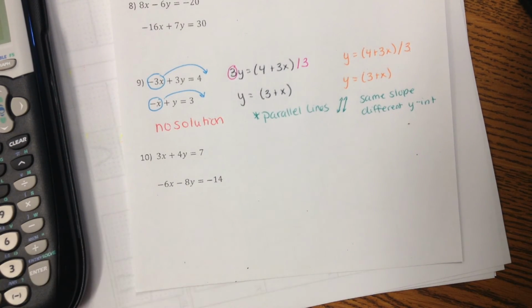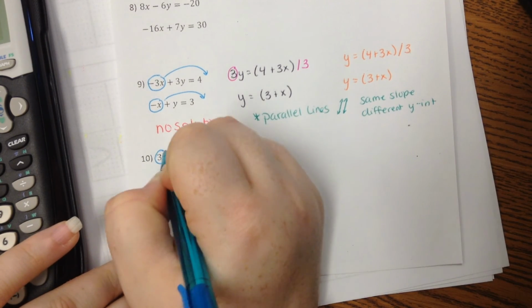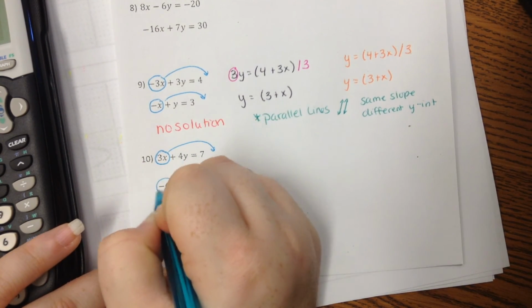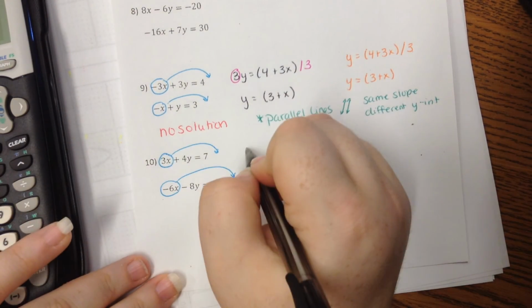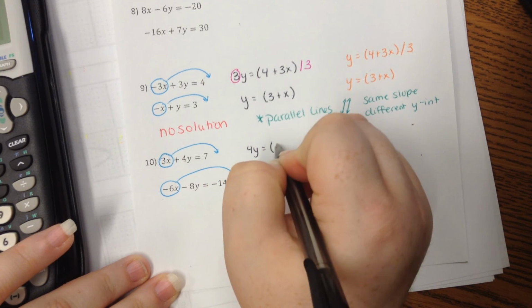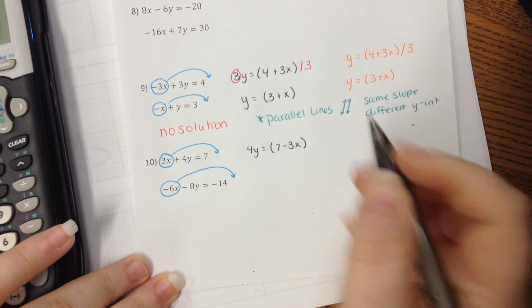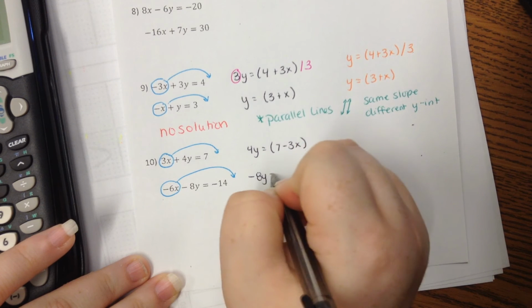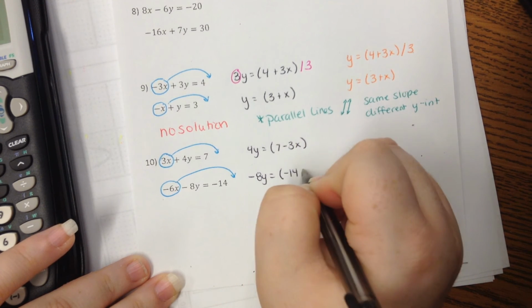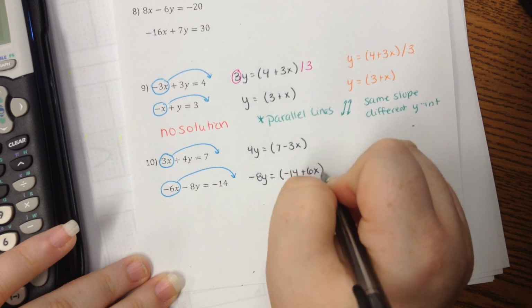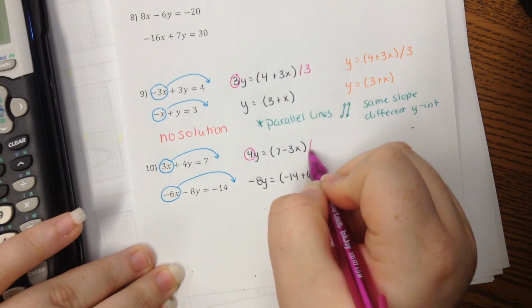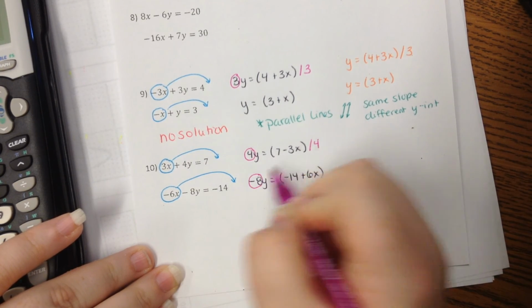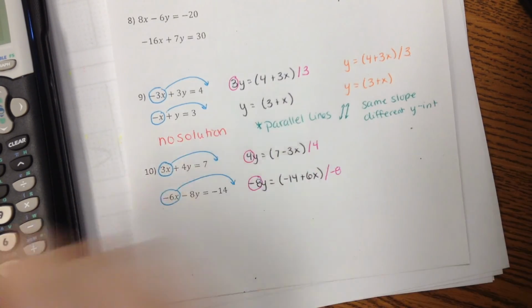On the last one, I'm going to do this quickly again. I know I have to move my 3x. And I know I'm going to have to move my negative 6x because it's on the same side as the y. So I have a positive 4y equals parentheses 7 minus 3x, close parentheses. I'm going to have a negative 8y equals parentheses negative 14 plus 6x, close parentheses. I have a 4 attached to this y, so now I'm going to divide by 4. I have a negative 8 attached to this y, so I'm going to divide by negative 8.